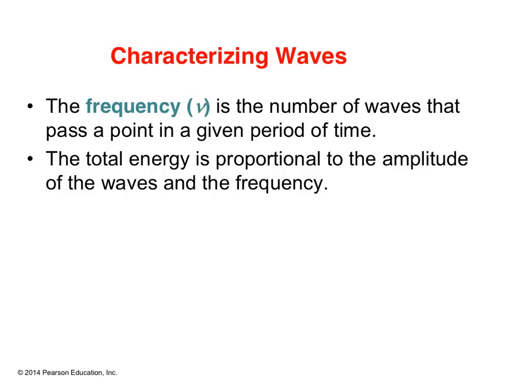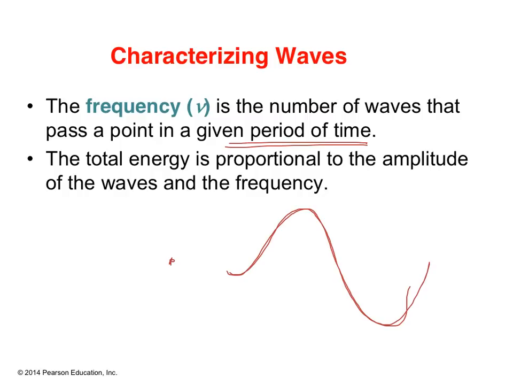Now the frequency is the number of waves that pass one point at a given period of time. So if you take one point on the wave, one crest and one trough is considered as a wave. So the number of waves that pass through one point at a given period of time. So if 5 waves pass through that point in 1 second, then the frequency is 5 cycles per second.